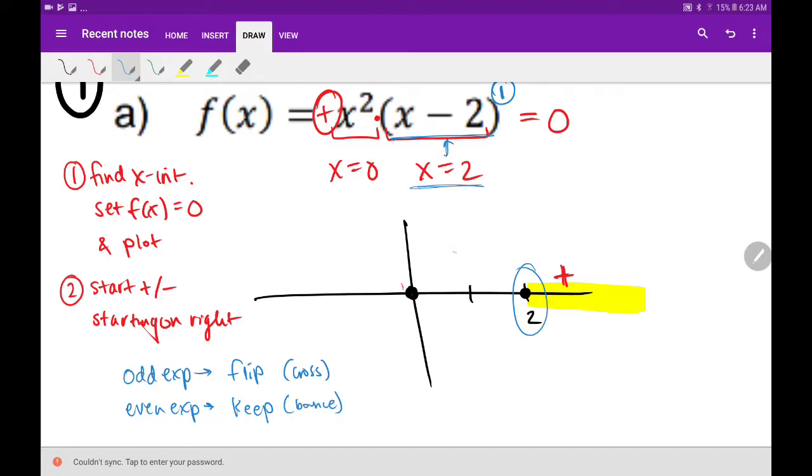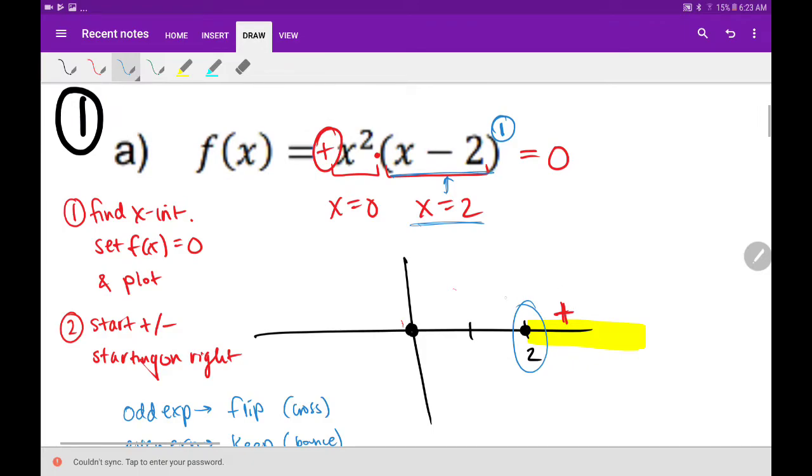In this case, we have an odd exponent. So for my next interval, I am going to flip the previous sign. So it was positive, now it's going to become negative.